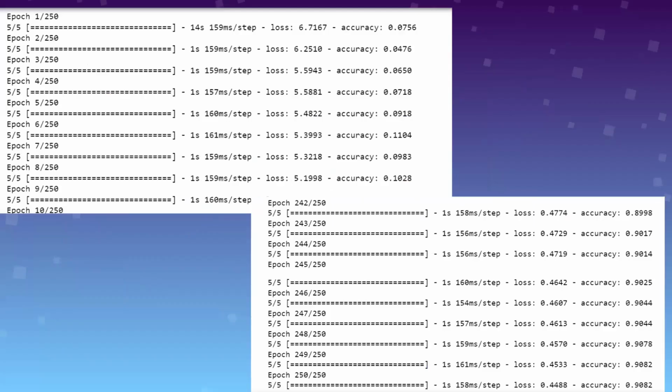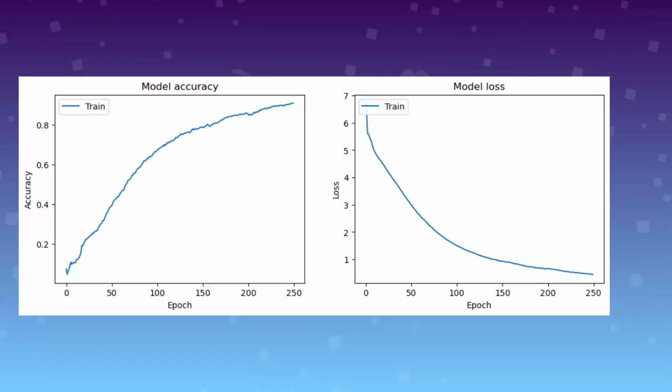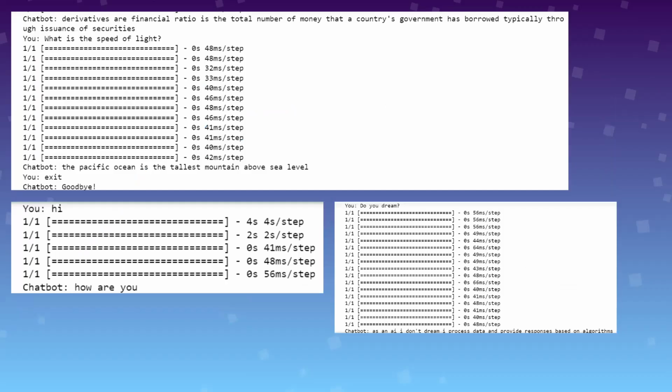Let's deep dive into results. We ran our model for 250 epochs, achieving an accuracy of 90.82%. As the epoch increased, the model accuracy also increased and the loss decreased. Here we can see the user interaction. As you can see, for some of the questions, the chatbot answered correctly, and it didn't in some other cases.